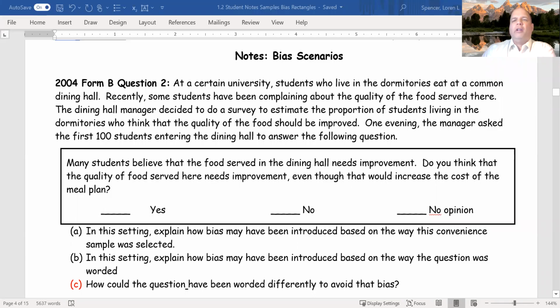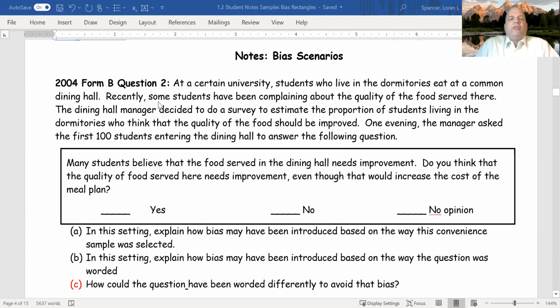All right, so we're going to continue talking about bias, and we have one more bias scenario. This is a fairly long one. And by the way, you see the 2004 Form B question 2. This means this came off an AP exam, and so that will show you that we actually cover most all of the material that they do in AP. We just don't do quite as fast a pace. So you'll actually have a really good understanding of statistics.